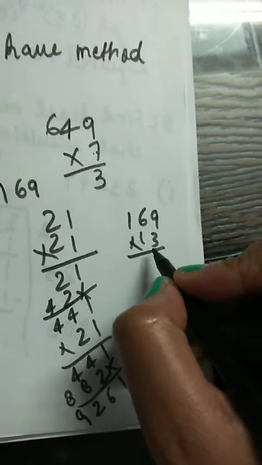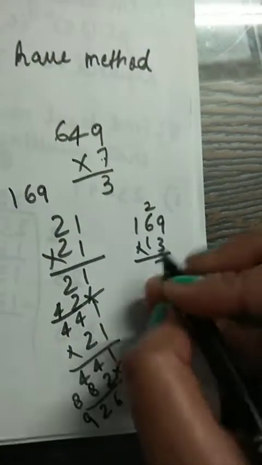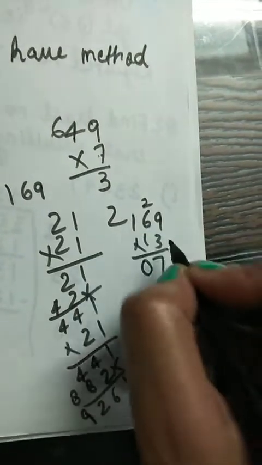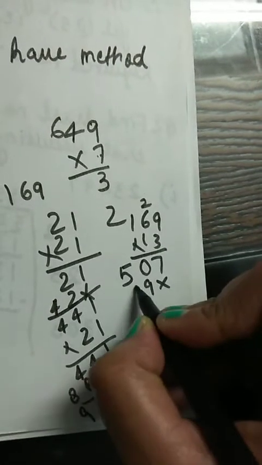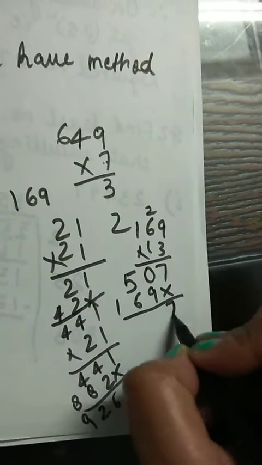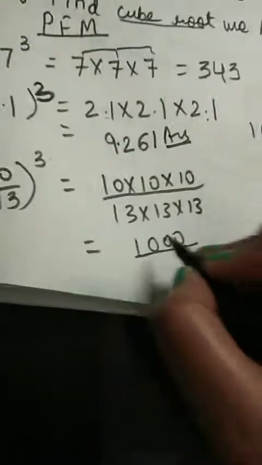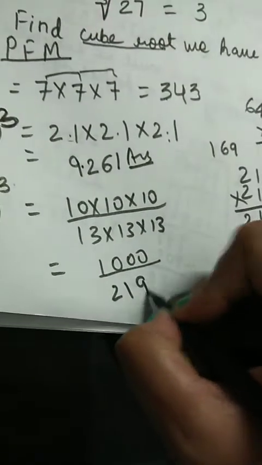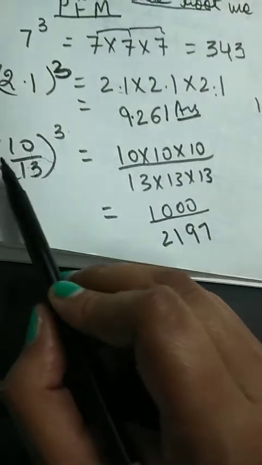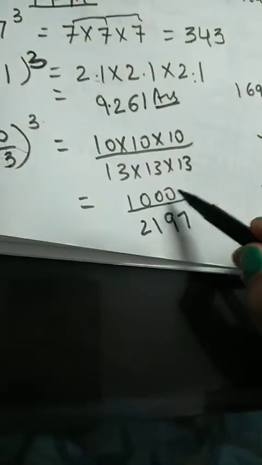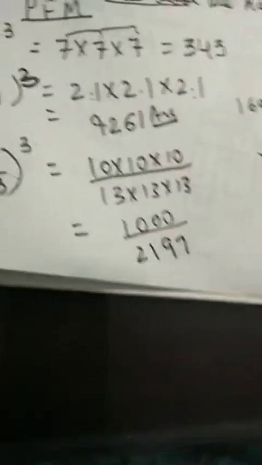9 3s are 27. 3 6s are 18 and 2 is 20. 3 1s are 3 and 2 is 5. This will be 2197. This is our answer for this rational number 10 by 13. We have to find the cube of this number 10 by 13. So our answer is 1000 upon 2197.